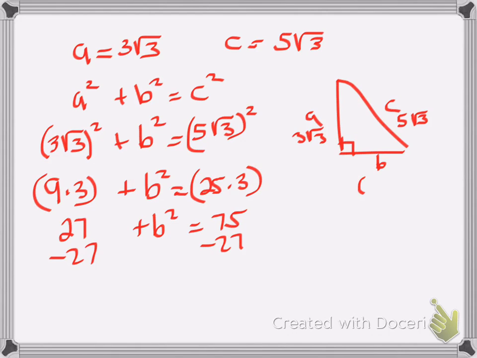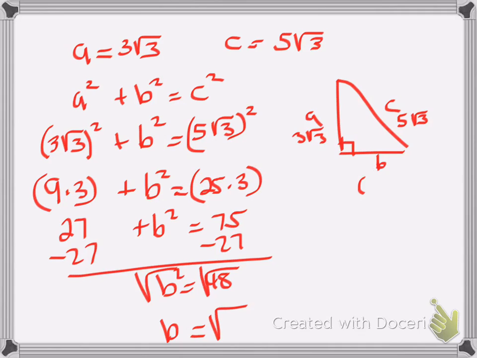Subtract 27. B squared equals 48. Now we can root them. What perfect square is in 48? Right, 16 times 3. So B is equal to 4 rad 3. Now, we could estimate that. I could have estimated here or here. 48 is very close to 49, so it's like 6.9.